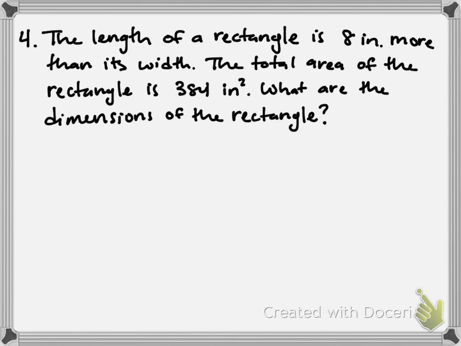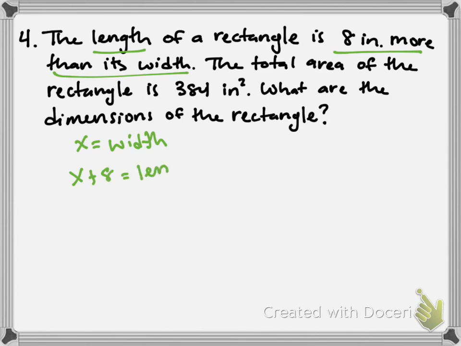So last example here, the length of a rectangle is 8 inches more than its width. The total area of the rectangle is 384 inches squared. What are the dimensions of the rectangle? So first we have to figure out our variables here. So if I say that x is equal to my width, then my length, it says the length is 8 inches more than its width. So the width plus 8 inches equals the length.